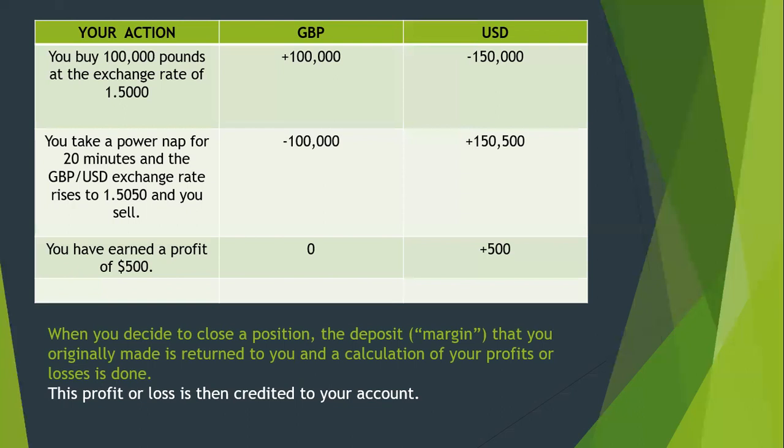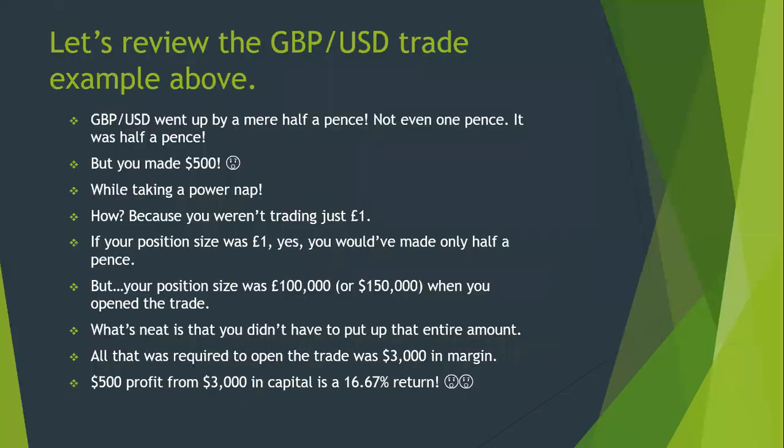So after you place a trade, it is automatically converted into USD, and then your profit will be deposited into your initial account. That's the meaning of this. So let's review the pound USD trade example above. The pound went up a mere half a pence, not even 1 pence. It was half a pence, but you made 500 USD.